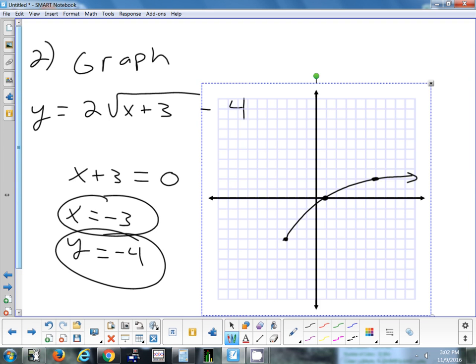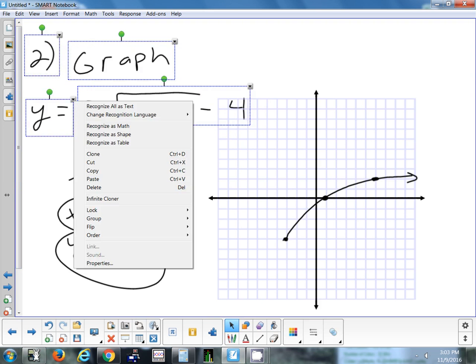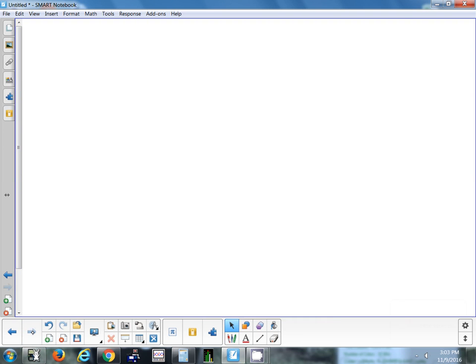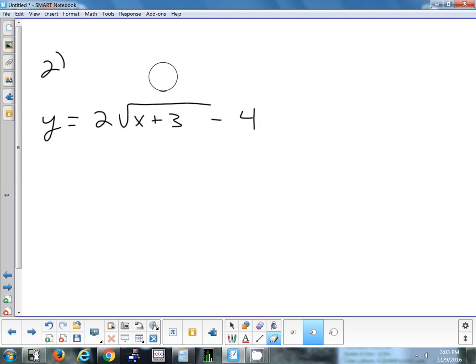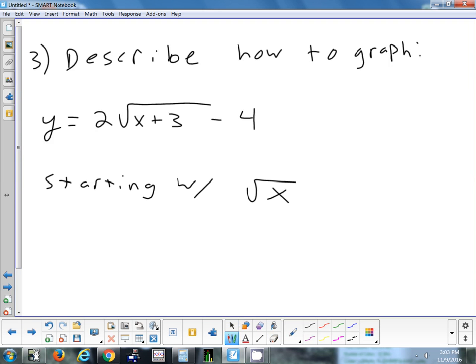So you will have a question, a separate question, not the same as the graphing one, where it says to describe how you could get this. In fact, I guess we could just do this as a separate question. I'll use the same one. All right, so let's say something like: describe how to graph this, starting with this. And basically, you just list the transformations.